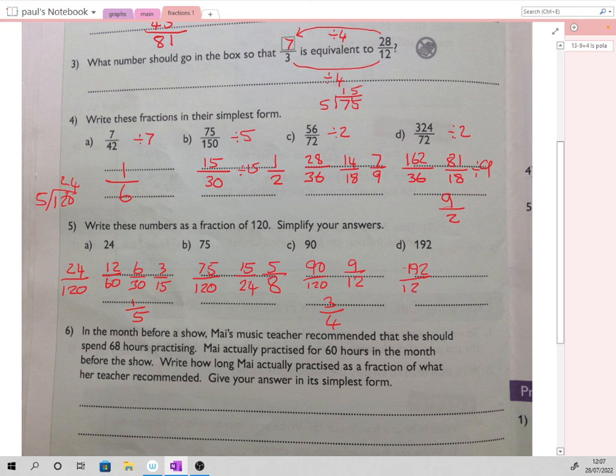192 over 120. Can't see what this is immediately, so I'm going to divide by 2. So half of that is 96 over 60. I divide by 2 again, 48 over 30. Still keep going. 24 over 15. Now these are in the 3 times table, so that's 8. 3 8s are 24, and 3 5s are 15. 8 over 5.